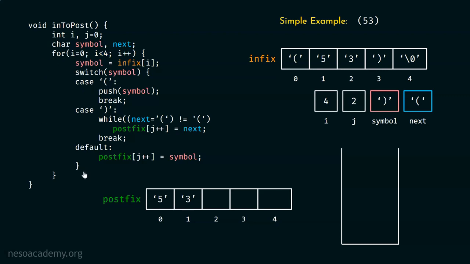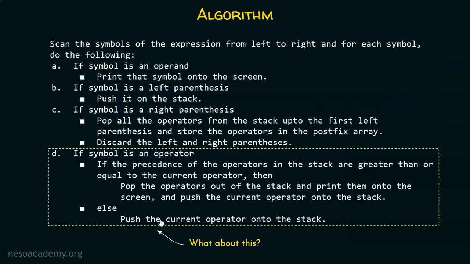And this procedure is not difficult to understand. Here we are checking all these conditions. We are actually handling 3 different conditions: left parentheses, right parentheses, and whether the symbol is an operand or not, right? And this is the final postfix expression so obtained. But what about this condition? If the symbol is an operator, what to do in that case? We'll see how to write the code for the same in the next presentation.